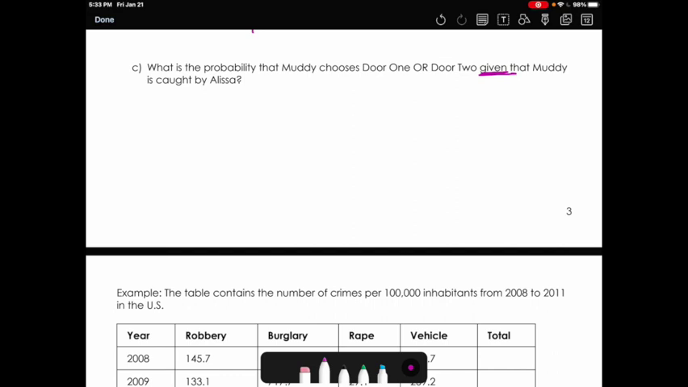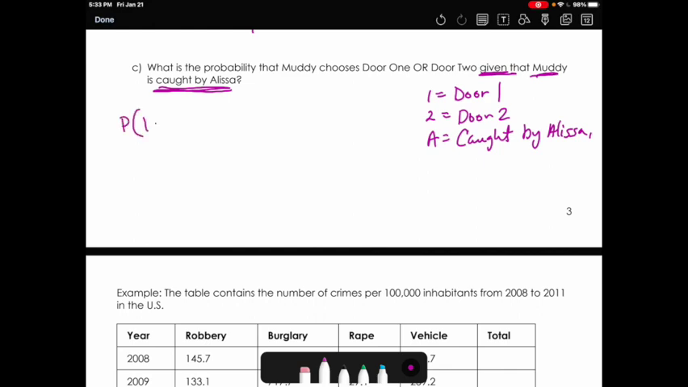Okay, part C says, what is the probability that Muddy chooses door 1 or door 2 given that Muddy is caught by Alyssa? So we have a conditional probability here. So we have to take it specifically out of the column where it says that the mouse was caught by Alyssa. So if I let 1 be the event that he goes through door 1, if I let 2 be the event that the mouse goes through door 2, and then I'll let A be the event that Muddy is caught by Alyssa. Okay, so we want to find the probability of 1 or 2 given the mouse was caught by Alyssa.